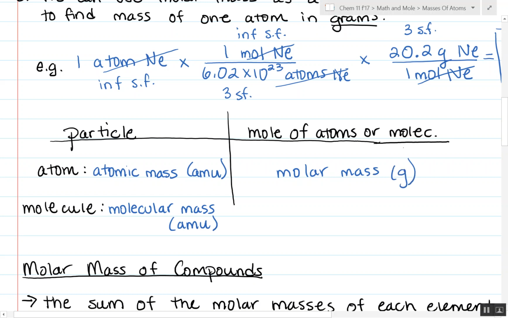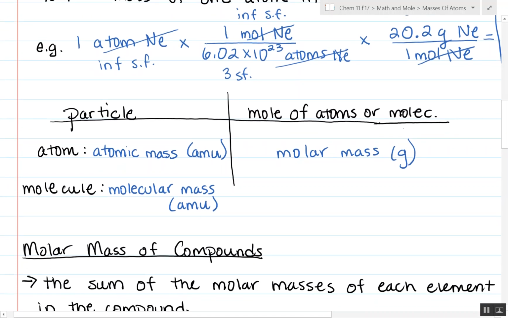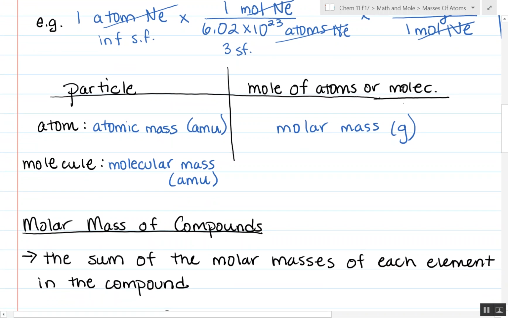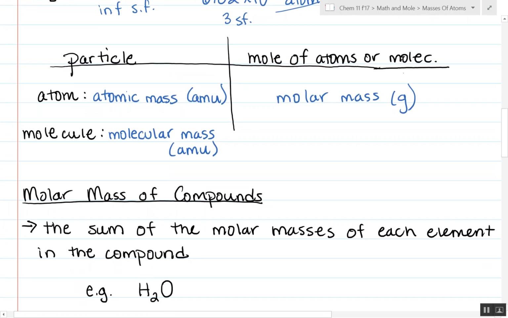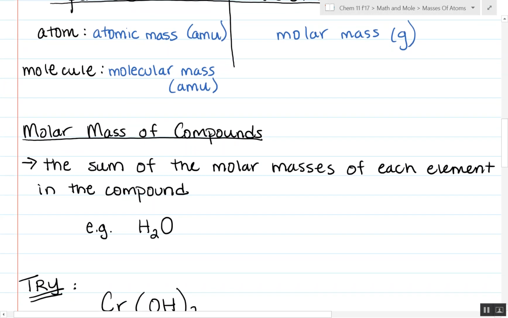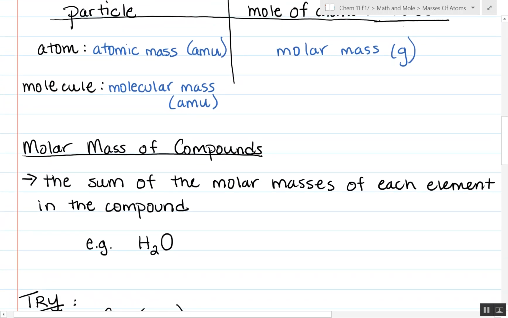All right, so let's now take a look at the molar mass of compounds. The molar mass of a compound is the sum of the molar masses of each element in the compound. So that sounds easy enough. Let's take a look at an example. So let's look at water. We know that water has 2 moles of hydrogen in 1 mole of water and 1 mole of oxygen in 1 mole of water.